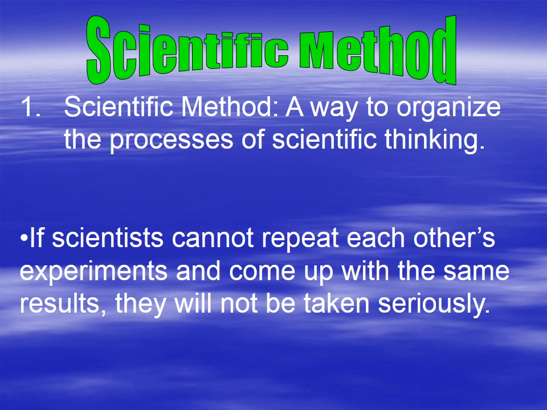Scientific method's a way for scientists to organize their thinking. It's basically brainstorming for scientists. If scientists didn't have this way to organize their thoughts and to design their experiments, then other scientists might not be able to repeat their experiments or repeat each other's experiments, and they might not be able to come up with the same results and might not be taken seriously. And it's really important that they are taken seriously by the public because they do a lot of really important work and contribute greatly to society.